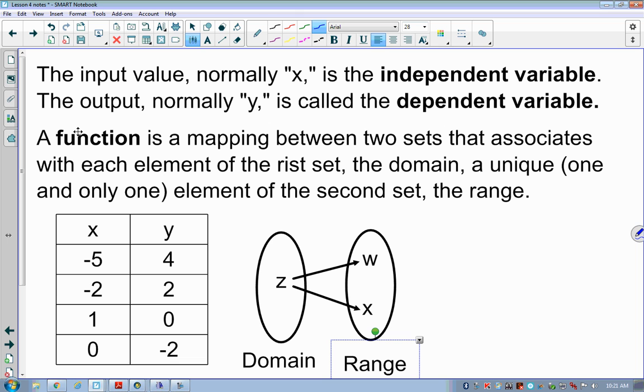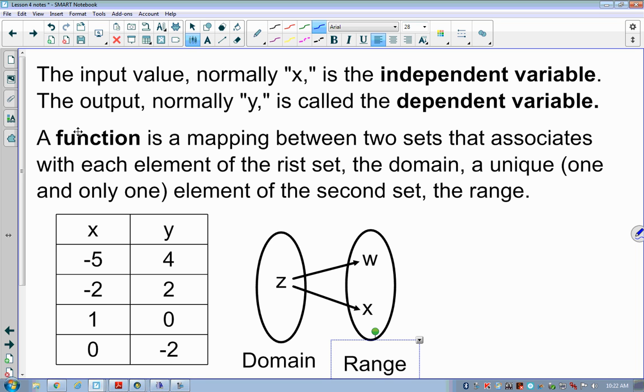So the input value, normally X, is an independent variable. It's independent. I can put into my gas tank as many gallons as it'll hold, but it's up to me. I could stop at a quarter of a gallon, a 16th of a gallon, an 18th of a gallon. I can stop really wherever I want. I can put as little or as much gas as I want to. It's independent, but the amount that I pay, the output, is dependent upon how much I take. It doesn't have a choice. It is what it is.